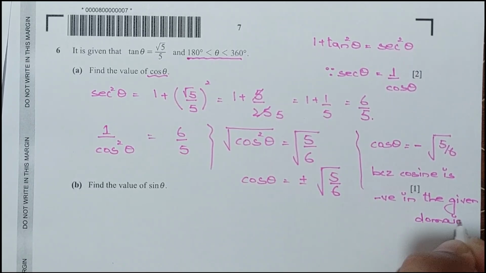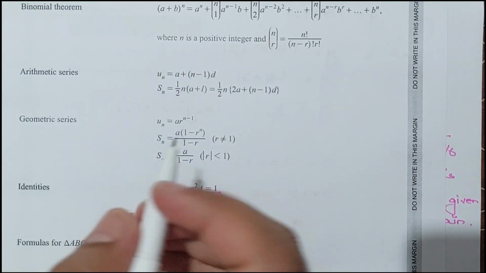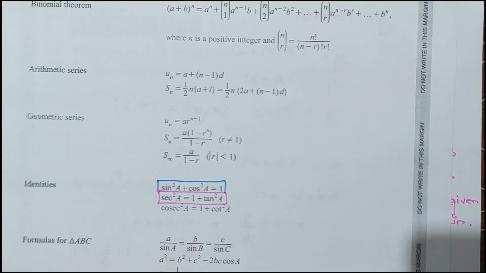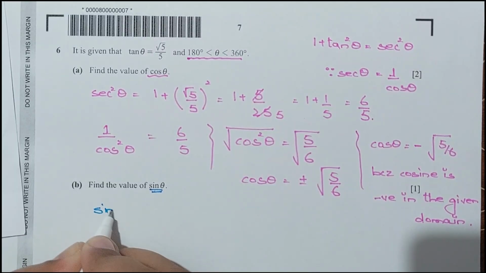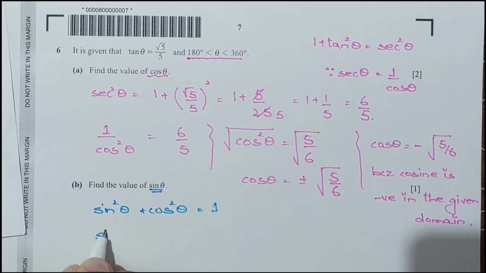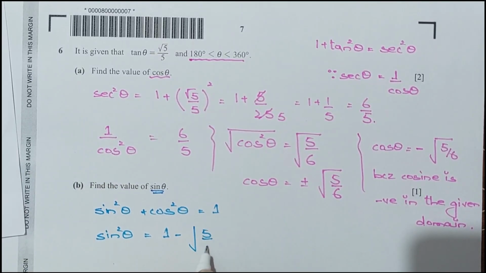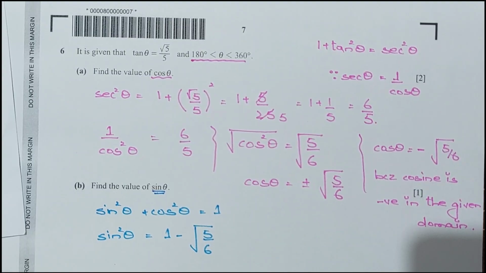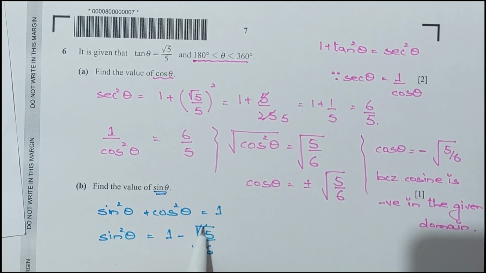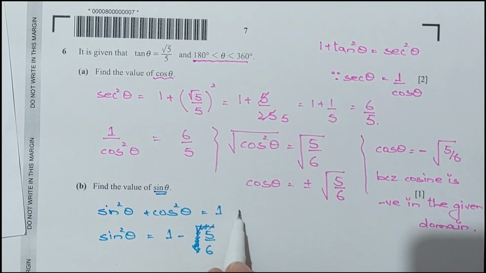Now moving to part B, find the value of sine theta. Use the identity given in the question: sine square A plus cos square A equals 1. So sine square theta plus cos square theta equals 1. So sine square theta is 1 minus cos square theta. Cos square theta is just 5 by 6, not the root. Sorry, because cos square is 5 by 6 and then we took the roots.